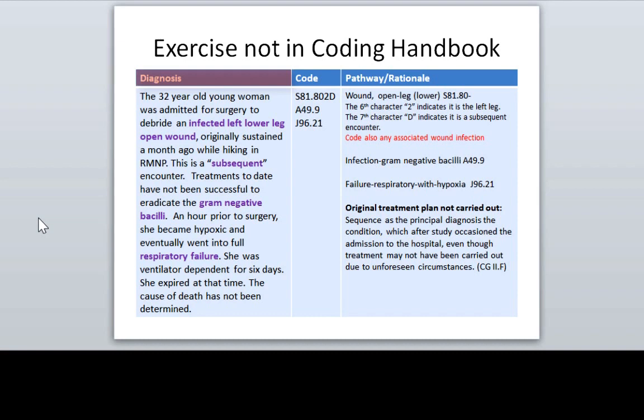The guideline that applies in this case is original treatment plan not carried out. She came into the hospital for the leg wound. We don't think that's what killed her, but it doesn't matter. We code as principal the condition that occasioned the admission to the hospital, even though treatment may not have been carried out. So in this case, that open leg wound is what gets the principal. There is a code also in the associated wound infection. That's your A49.9 code, and then the respiratory failure code.